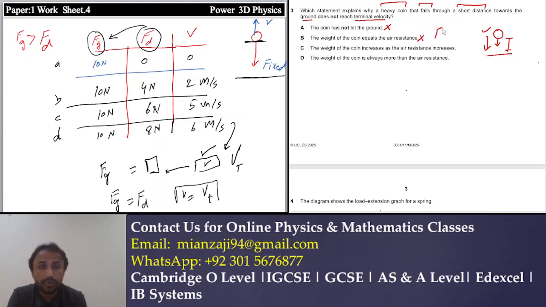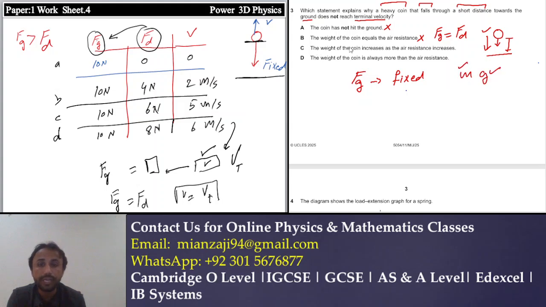If this one is equal, then the gravity force will become equal to its drag force. Then there will be a terminal velocity. It means the weight of the coin equals the air resistance. This is not the case because it doesn't reach the terminal velocity. If it reaches the terminal velocity, then this is the case. The weight of the coin increases as the air resistance increases. But the problem is that weight is always a fixed quantity. I have discussed at the start, this is due to gravity. M is fixed, g is fixed. Both are fixed quantities. Weight cannot increase.